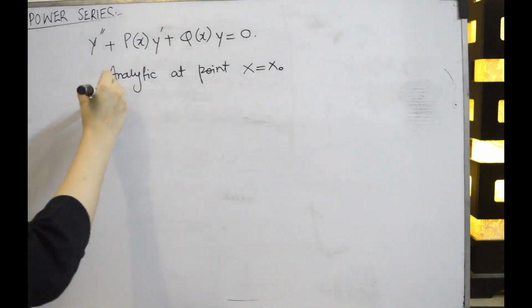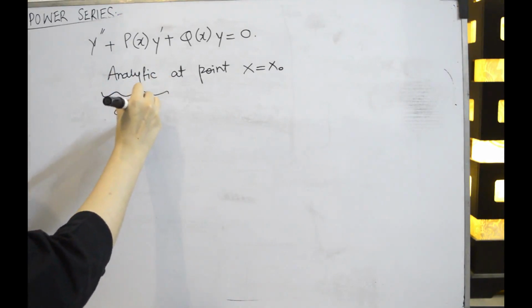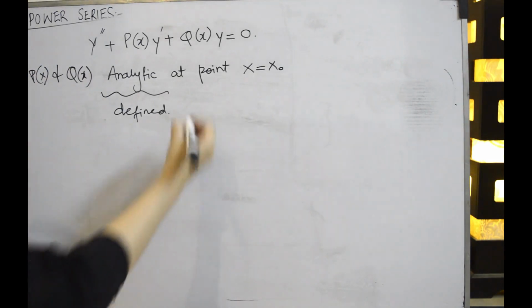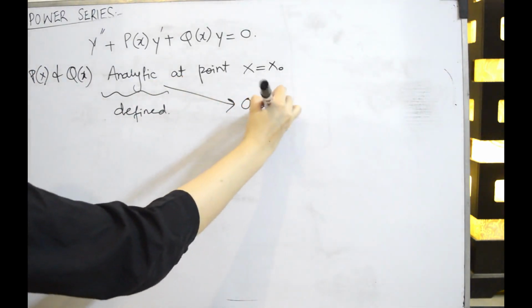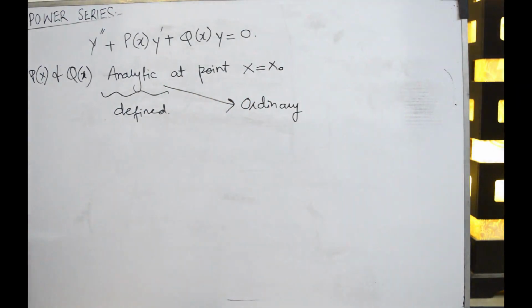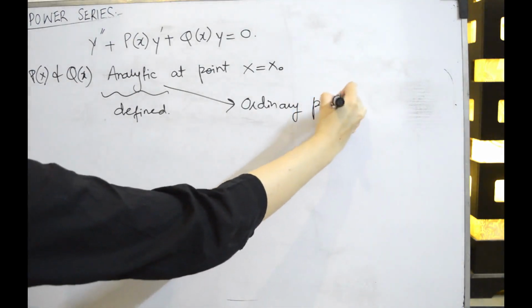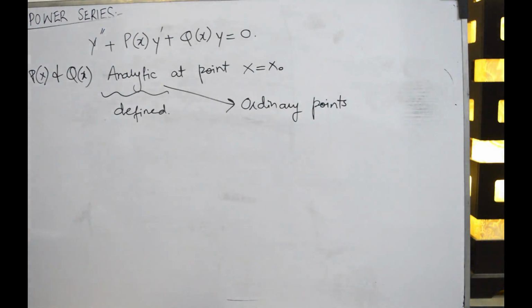Analytic means defined. If p of x and q of x are analytic at the point x equals x naught, that means they are defined at x naught, then these points are called ordinary points. If p of x naught and q of x naught are defined, these points are known as ordinary points.